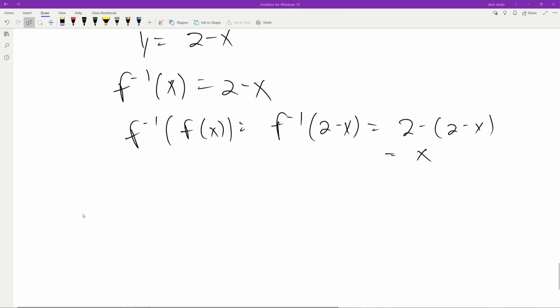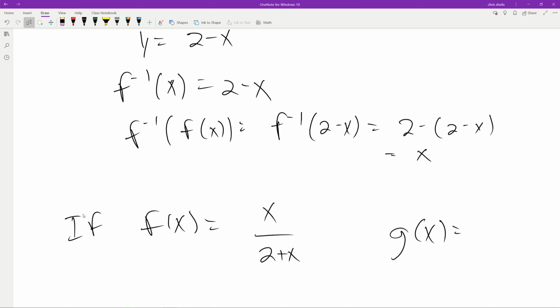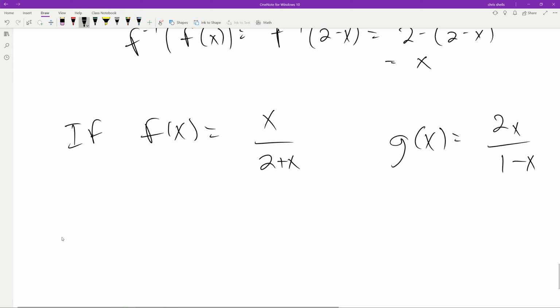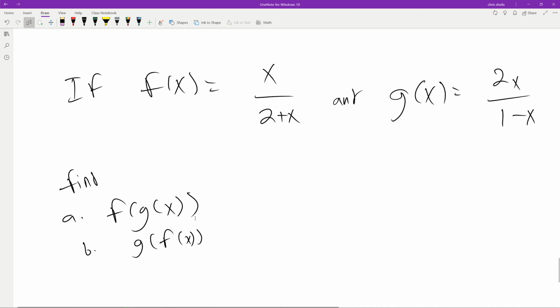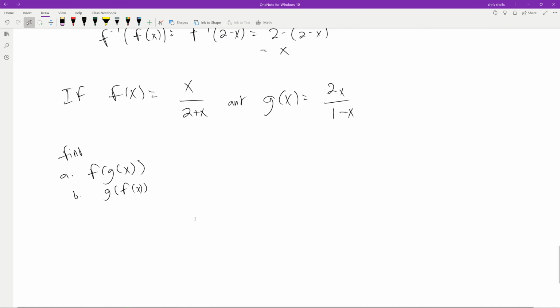Okay. Let's look at if f of x equals x over 2 plus x and g of x equals 2x over 1 minus x. Let's find f of g of x and g of f of x.